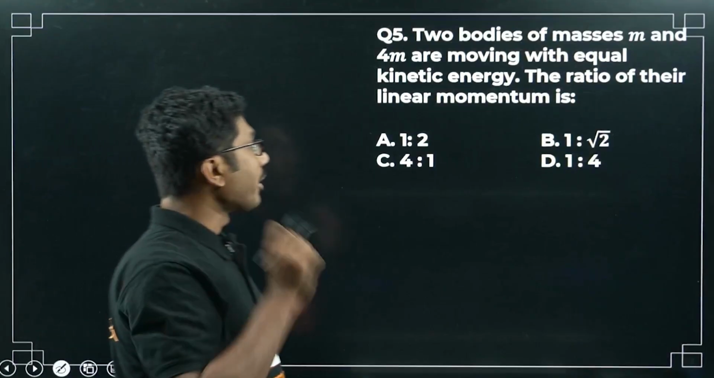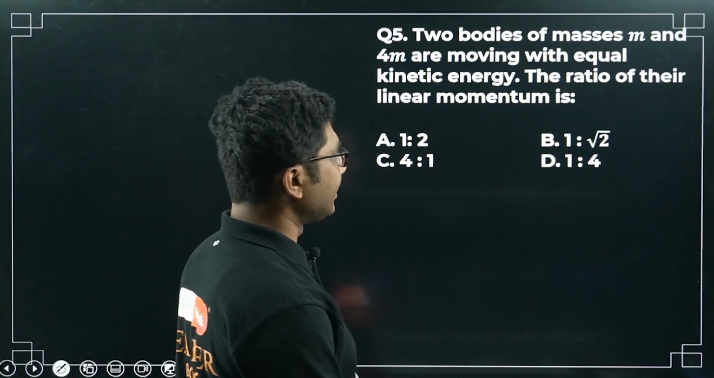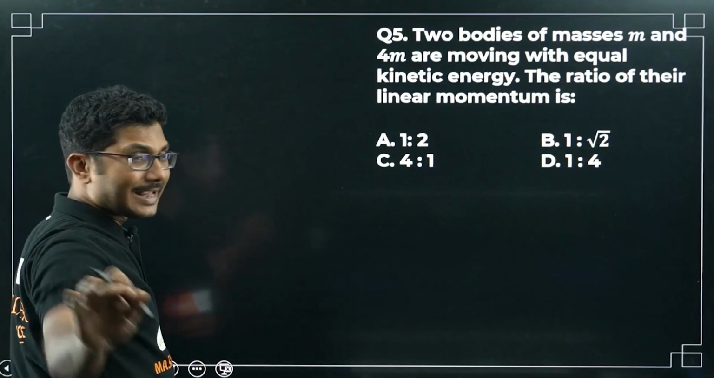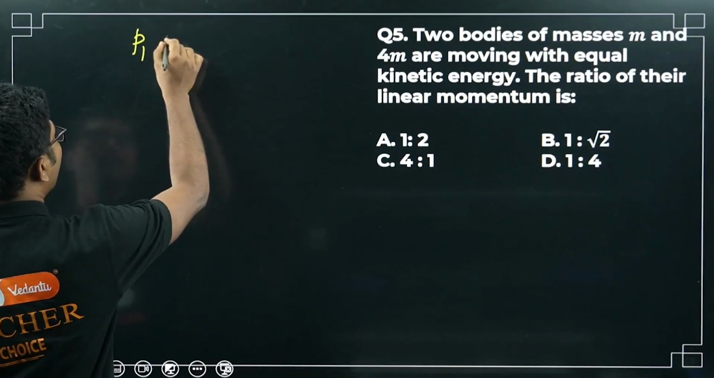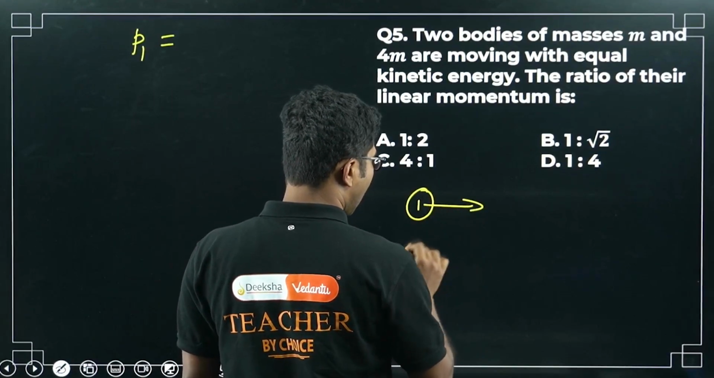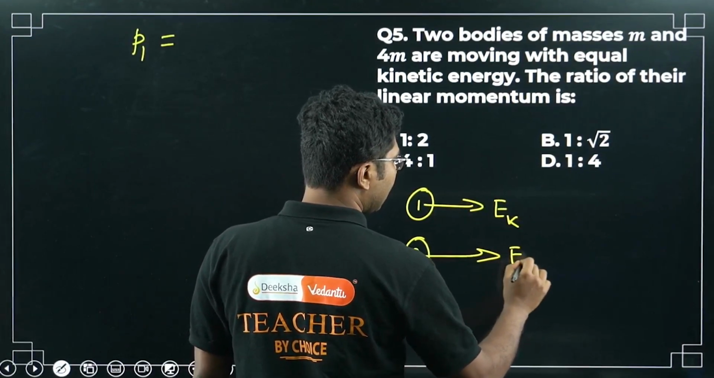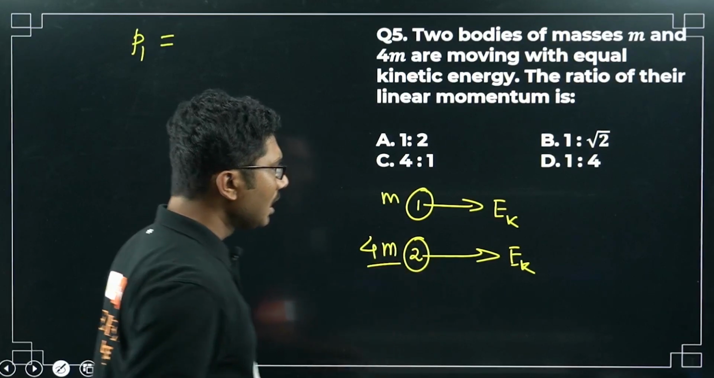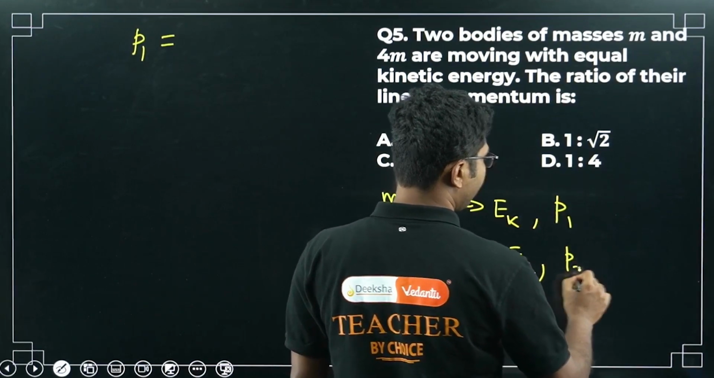Two bodies of masses m and 4m are moving with equal kinetic energy. The ratio of their linear momentum is? So two bodies having the same kinetic energy, we are trying to find the ratio of their linear momentum. Suppose there are two objects, object 1 and object 2. Both of them have the same kinetic energy Ek. This has a mass m, this has a mass 4m.